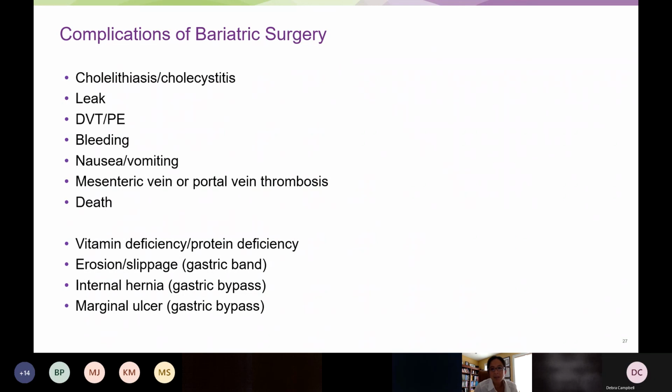A missed leak could be devastating. It could lead to death. It could lead to serious morbidities.